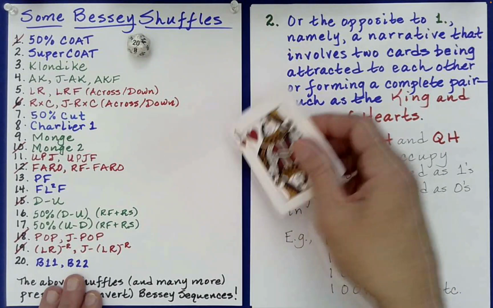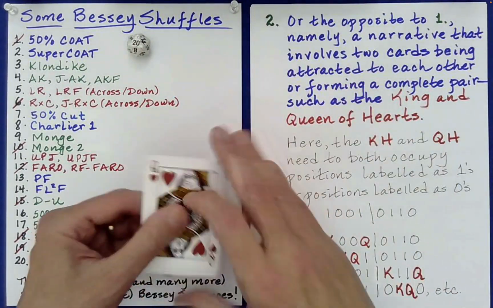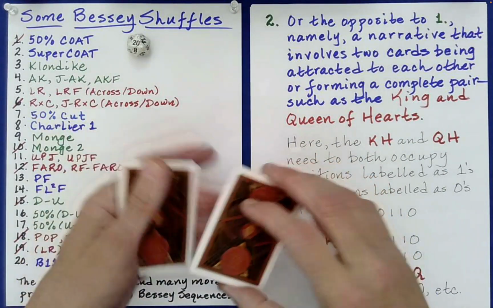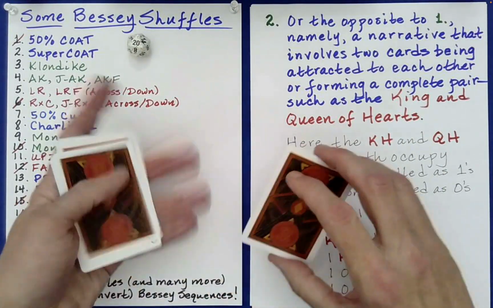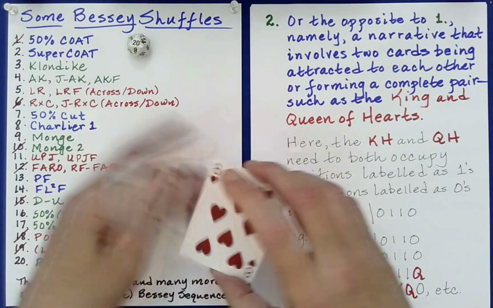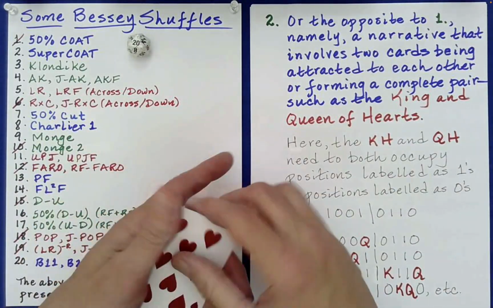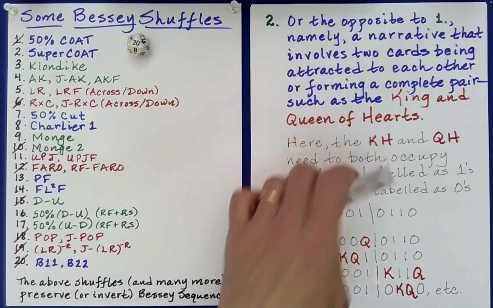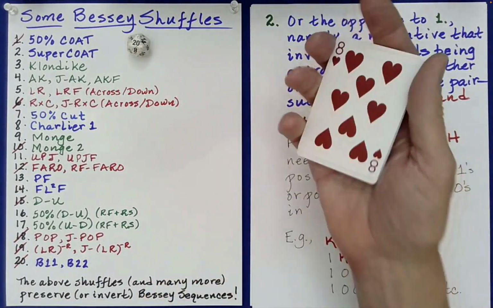Now you can probably guess what a Bessey 2-2 is. This is where we take 2 from the top, 1, 2. And then 2 from the bottom, 1, 2. 2 from the top, 1, 2. 2 from the bottom, 1, 2. Okay, so that is a Bessey 1-1 and a Bessey 2-2. Okay, and that actually completes our 4 shuffles for this particular effect here.